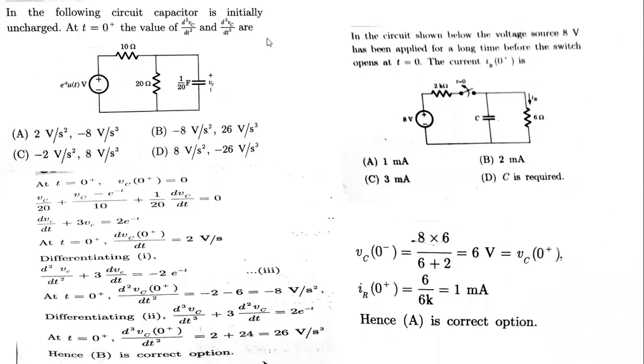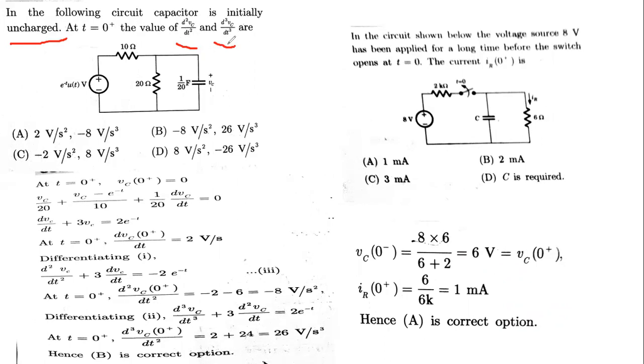Now we are moving to the next problem. Sometimes there is a problem where you have to find the different values of voltage and current with respect to time, using differentiation. In this problem, the question says: in the following circuit the capacitor is initially uncharged, that is, there is no capacitor voltage at t equal to 0. At t equal to 0 we have to calculate the value of the second derivative of the capacitor voltage, d squared Vc upon dt squared, and the third derivative, d cubed Vc upon dt cubed.